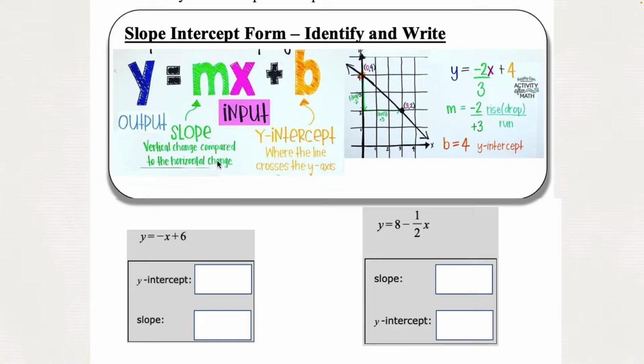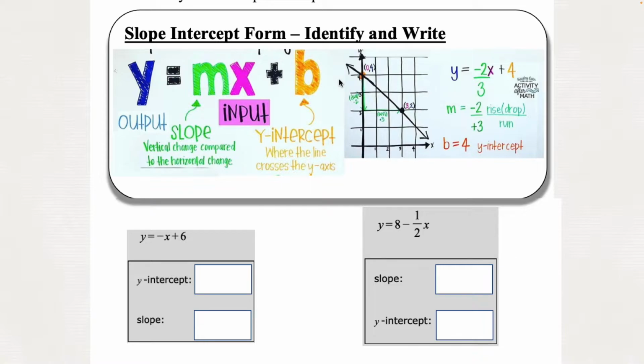In order to use this form correctly, it has to be y equals. There can't be anything else with the y. There can't be a number in front of it with a coefficient there. There can't be something added or subtracted. It just has to be y equals, and then it should be in the correct form from there.